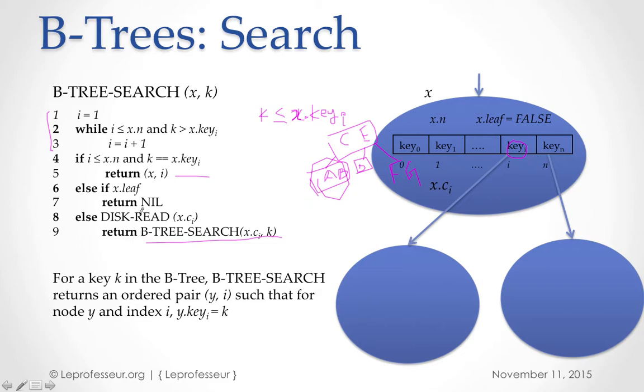Now notice what the complexity of this algorithm would be. If your height is h, this algorithm will take O(h) time in big O notation, or you may also write it as O(t log_t n), where n is the number of keys, or indexes, at a particular internal node.